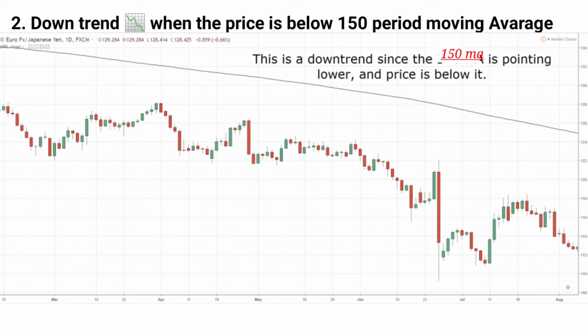Okay, now this is Euro against Japanese Yen. The trend is pointing lower and the price is below it. This is totally a downtrend. I don't have anything else to add. You have given me a clear view: my market is pointing low. I will only be looking for an opportunity to sell when it comes to my area of value. Is that clear? Let's move to the last one.